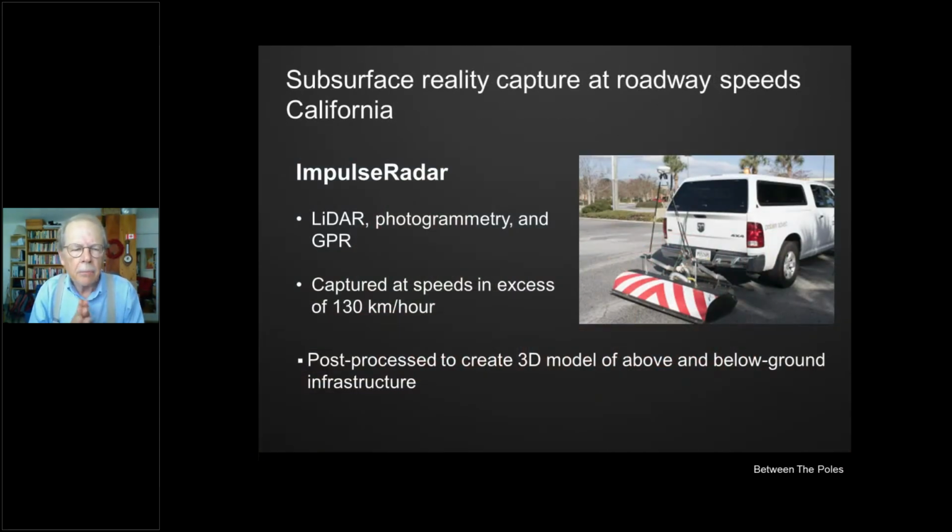One of the most important advances is the fact that now you can tow a ground penetrating radar array behind a truck or a van at roadway speeds. This is an example. Impulse Radar, which is a Swedish company, can capture ground penetrating radar scans at up to 130 kilometers an hour. This is huge. It improves safety. It requires a lot of post-processing back in the office, but it means there are no boots on the pavement.